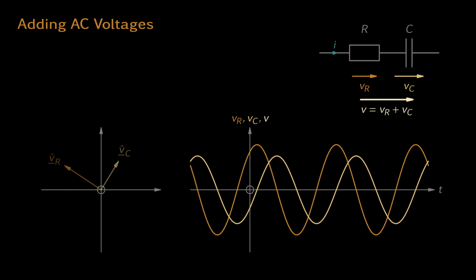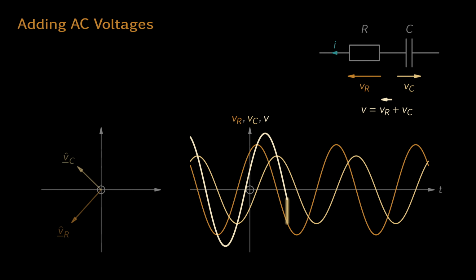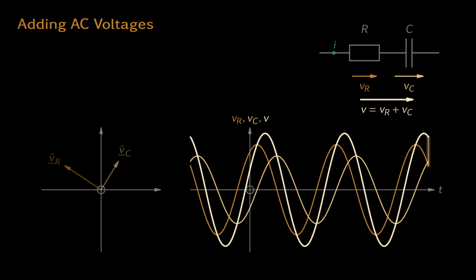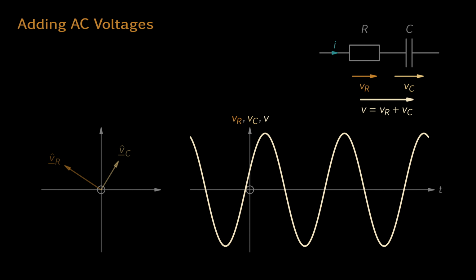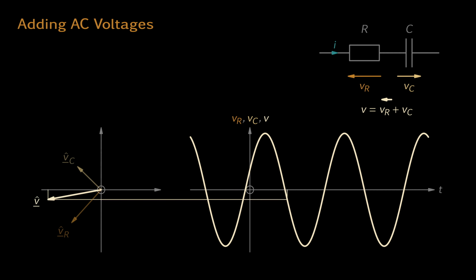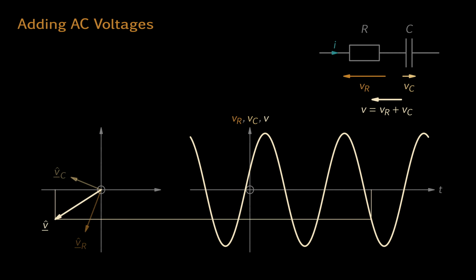To get the total voltage V, we have to add the voltage VC to VR. If we do this at every instant, we get a periodic curve for our total voltage with the same period as VR and VC. It certainly does look like a sinusoid, but is it? Yes, because we can find some phasor which generates our total voltage cycle after cycle.